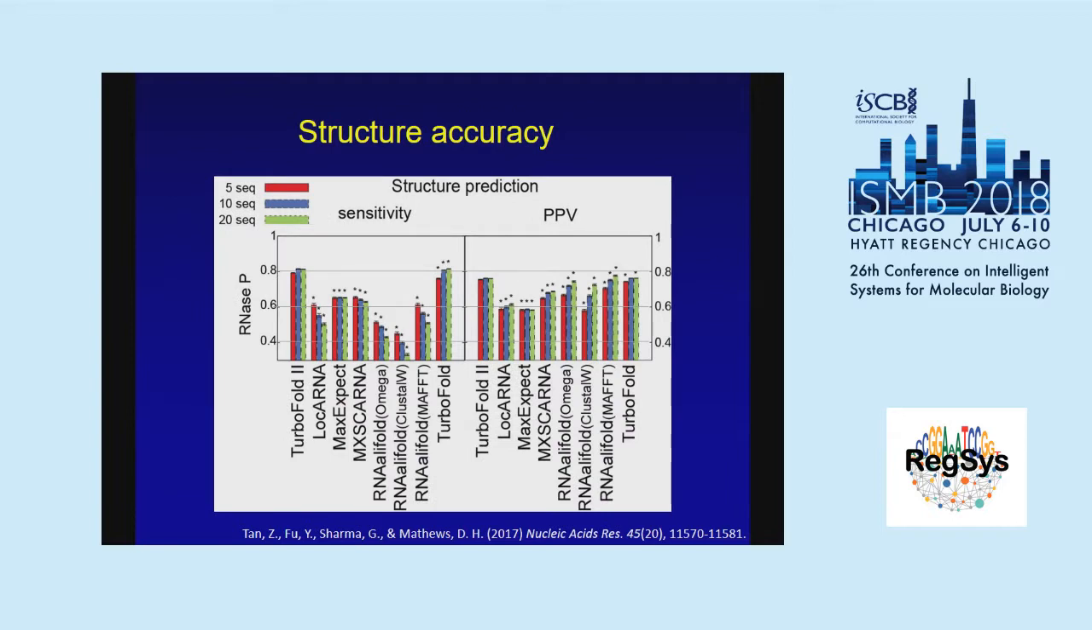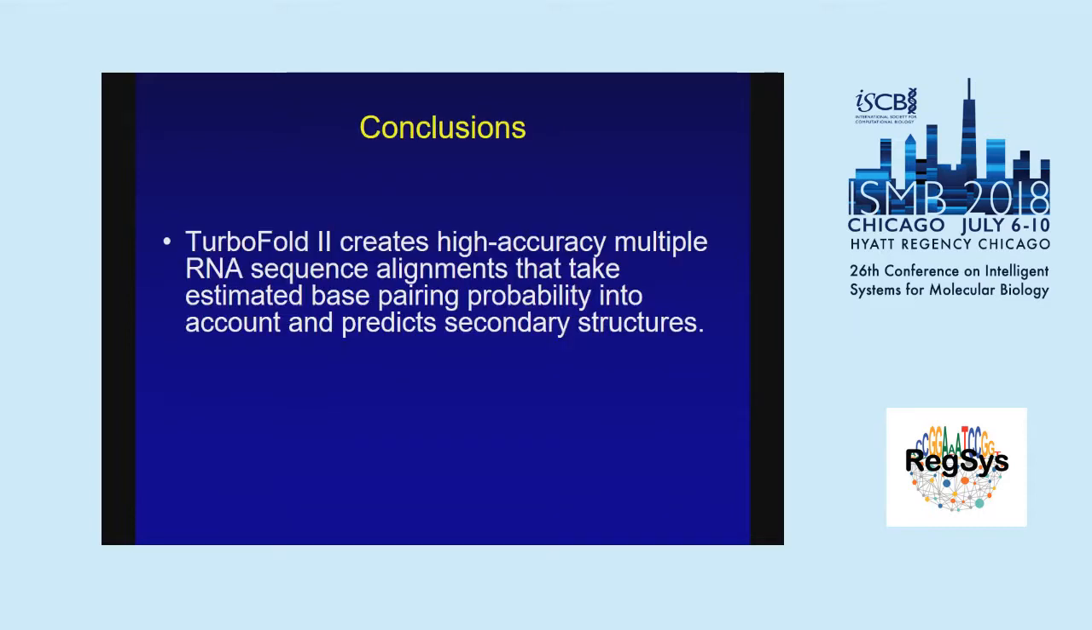Here is the structure sensitivity and PPV. TurboFold 2 has comparable accuracy with TurboFold and shows substantial improvement compared with other structure prediction tools. So the conclusion is that TurboFold 2 can give accurate multiple sequence alignment taking the structural information into account.